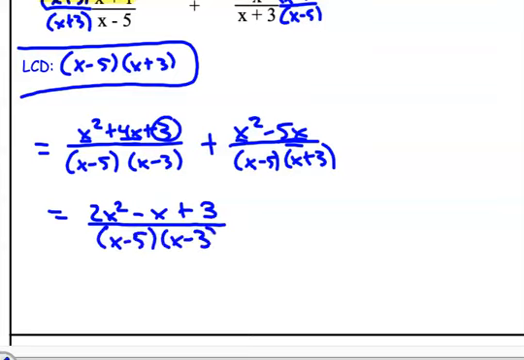You don't need to FOIL the bottom. We can look to see if there's a way to factor the 2x squared minus x plus 3 up top, but again, we're not going to find a way. Since this is positive here, we're not going to be able to factor this. We would have to use either 2 positive numbers or 2 negative numbers, but I'm not going to get 2 negative numbers that multiply to 3 that add to negative 1. So this is our answer.